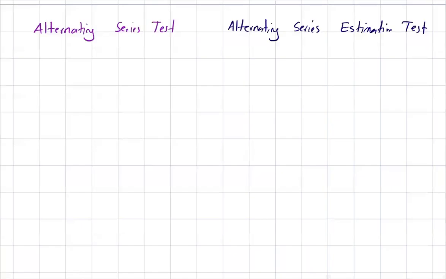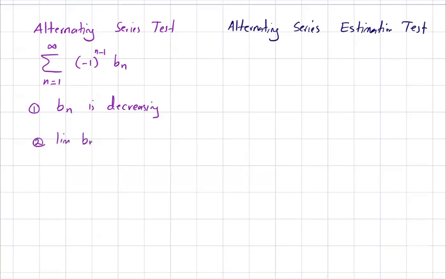What's the difference between the alternating series test and the alternating series estimation test? For the alternating series test, if you have a series, the sum of (-1)^(n-1) bn, n starts from 1 to infinity, if these two conditions are met, if bn is decreasing and the limit of bn as n goes to infinity is equal to 0, then you can say that the series is convergent.